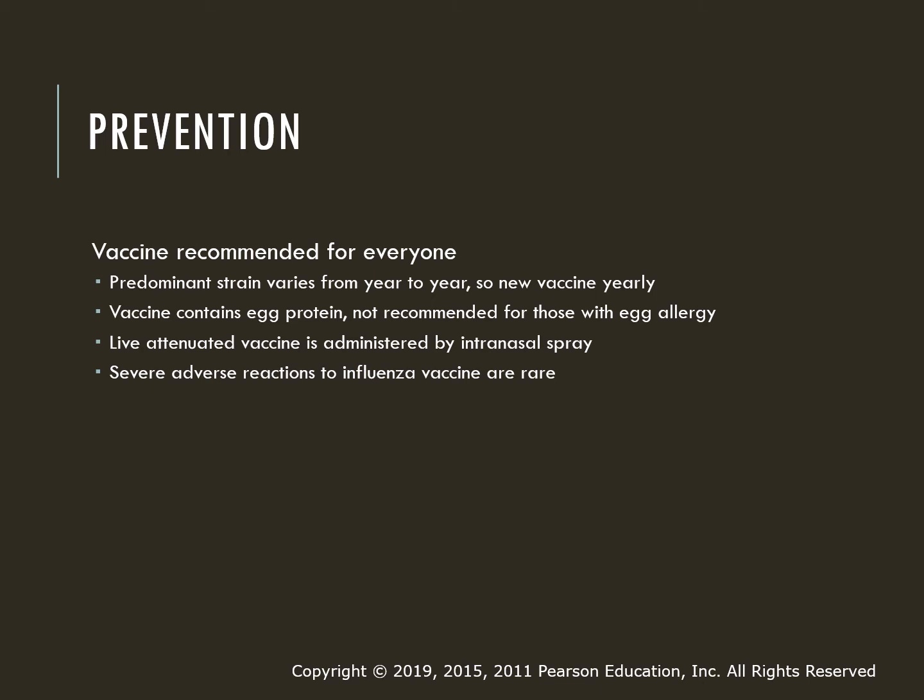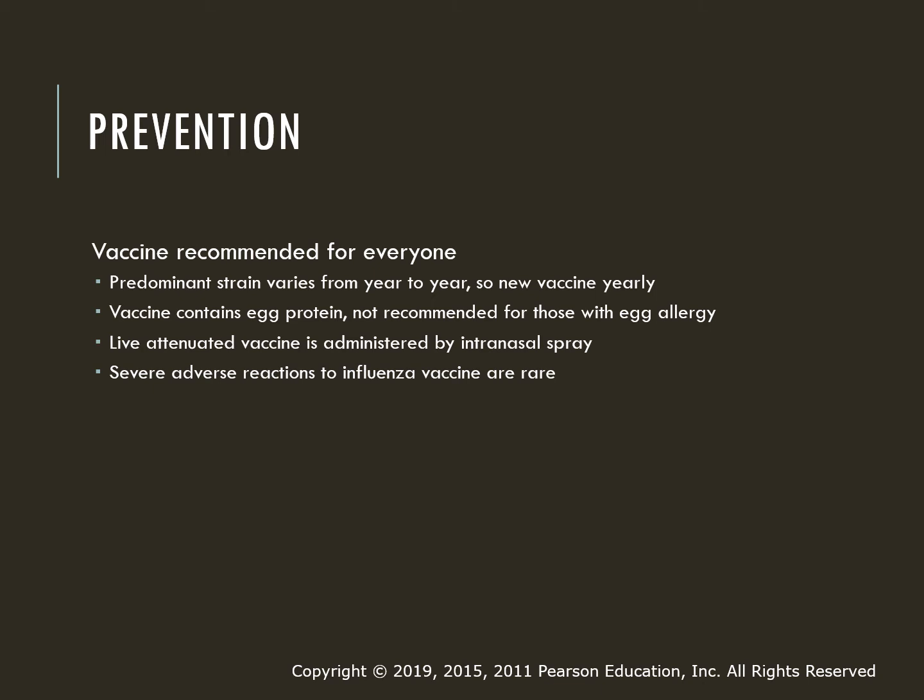The predominant strain of influenza virus varies from year to year. Therefore, a new vaccine formulation is prepared yearly, which incorporates antigens of the influenza strain predicted to be the most prevalent for the upcoming flu, typically the winter months, because we're more inside and we're closer together. The vaccine contains egg protein and is not recommended for people who have a severe allergy to eggs or who have previously experienced a severe hypersensitivity response to the vaccine.